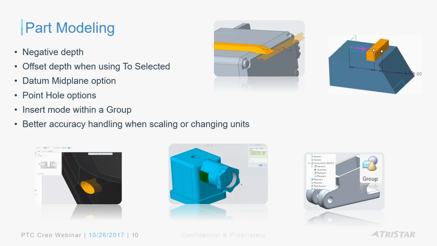Moving on to part modeling here, a few nice enhancements. When you do the extrude, you do get the second direction depth in the right mouse button, and you're also able to assign a negative depth to the second direction. So your sketching plane could be somewhere, however, your extrude need not be on either side of the sketching plane. It could be on just one side. I'll show that with an example.